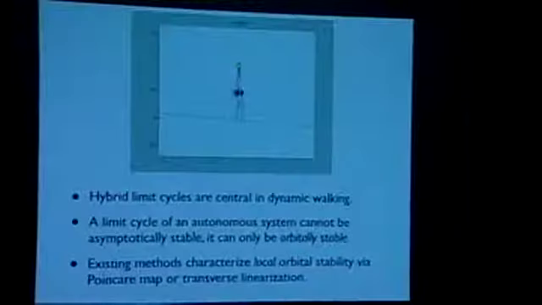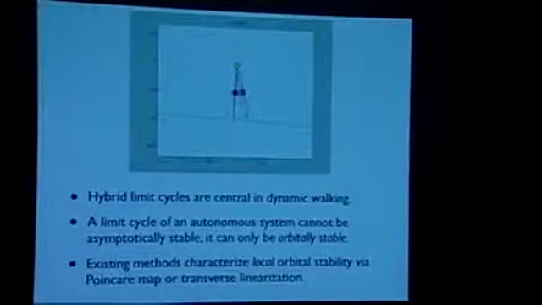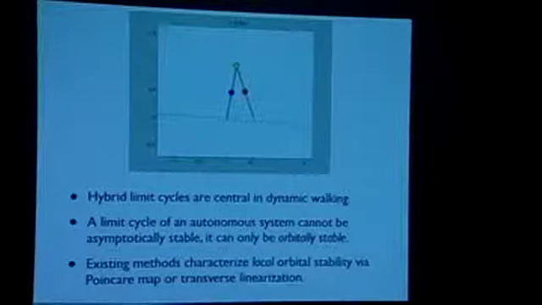We see here a limit cycle. It's hybrid because of the impacts. It's very nonlinear. So probably most people here know that a limit cycle of an autonomous system cannot be asymptotically stable in the classical sense, because if you start two different initial conditions both on the limit cycle, they'll keep going around the limit cycle but stay the same distance apart. They'll never converge to each other. So there's no asymptotic stability, but there can be orbital stability, which means solutions away from the cycle converge to the cycle geometrically in phase space.